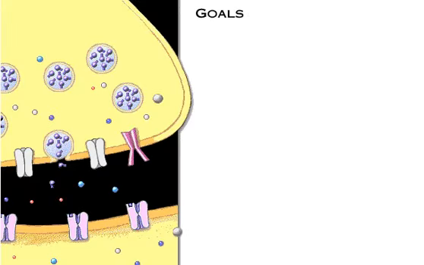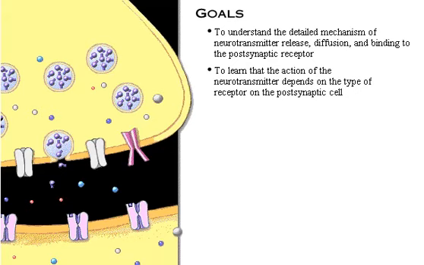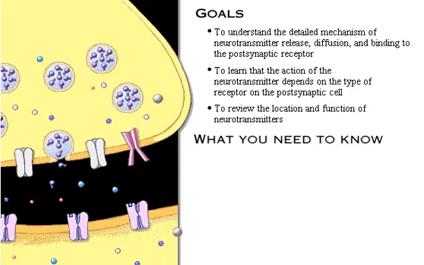Your goals for learning are to understand the detailed mechanism of neurotransmitter release, diffusion, and binding to the postsynaptic receptor. To learn that the action of the neurotransmitter depends on the type of receptor on the postsynaptic cell. To review the location and function of neurotransmitters. Here's what you need to know.